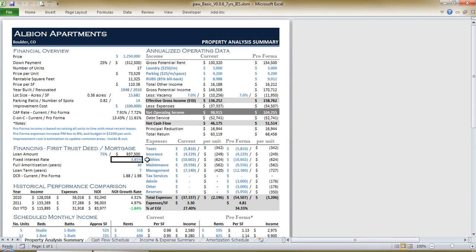The fixed interest rate: for the basic version, you can only do fixed interest rates. There's no interest only. Again, the bank said they do 3.85 on this deal.